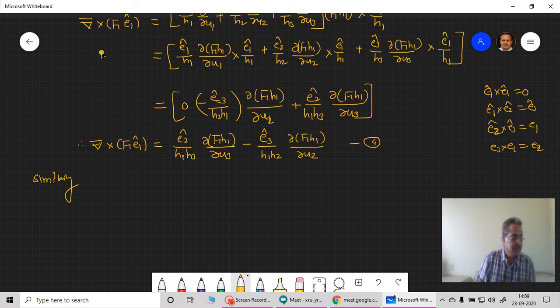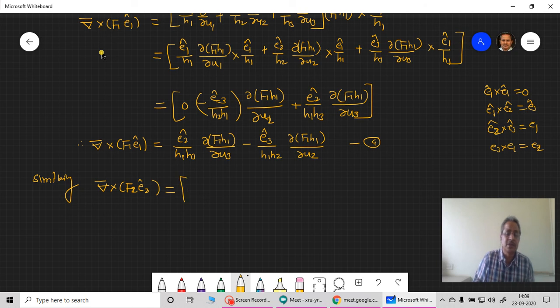What is that? The second component is del bar cross F2 into E2 cap. How can we write it? If it is obtained in exactly the similar way, as I said, no one is going to ask these derivations in examination, but we must understand from where this type of derivations have been taken, and to understand that we are doing all such mathematics. So you have to carry out the entire mathematical steps that we have carried out for the first step, and you will get exactly a similar relationship.